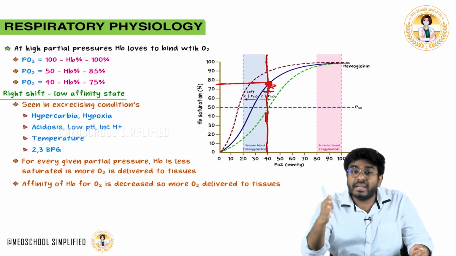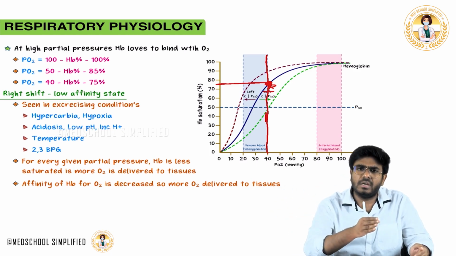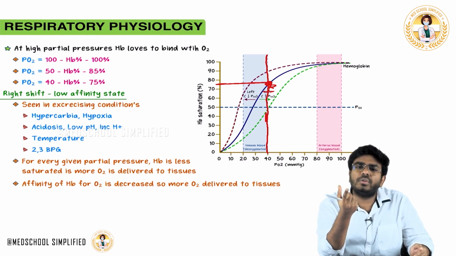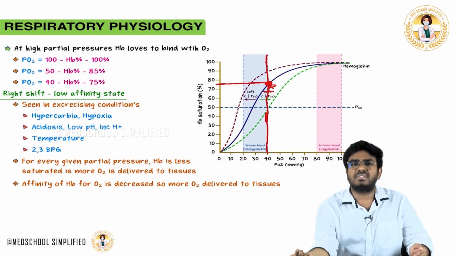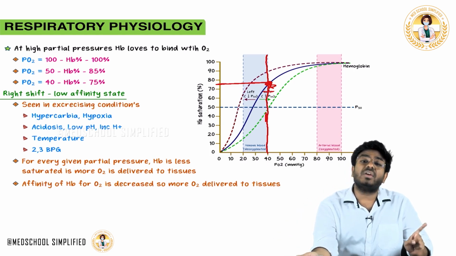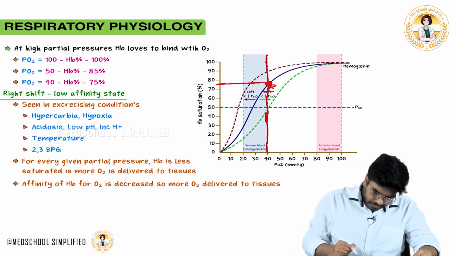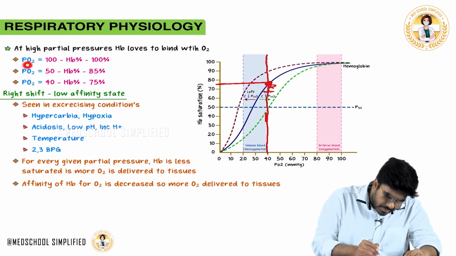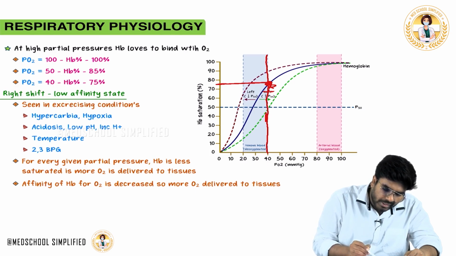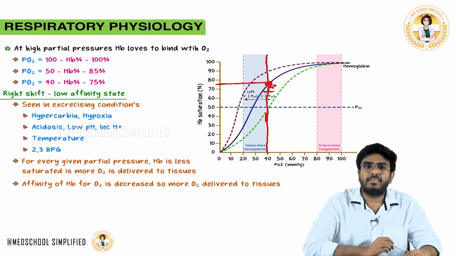So there is a wide change in the partial pressure, but only one molecule of oxygen is delivered. So hemoglobin is 75% saturated. Okay. Now, the same: the partial pressure of oxygen is 100, hemoglobin is 100% saturated. At the level of tissues, the partial pressure of oxygen is 40 mmHg, hemoglobin is 75% saturated.